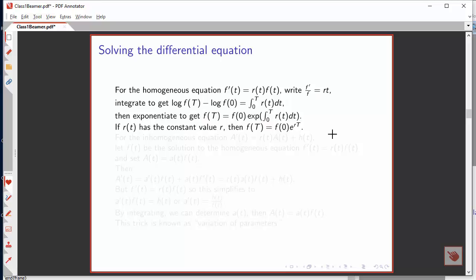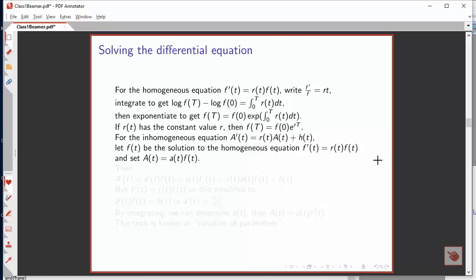Most of the time, r of t is constant, and we have the well-known formula that if you start with an amount f of 0 as your initial deposit, after time capital T has elapsed, that will increase to f of 0 times e to the rT.